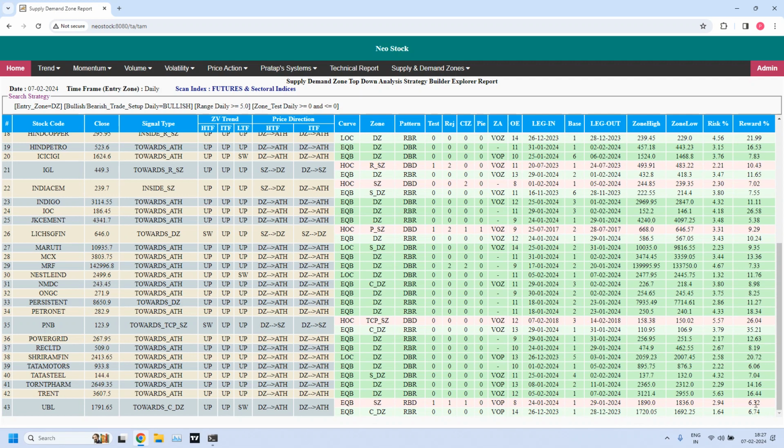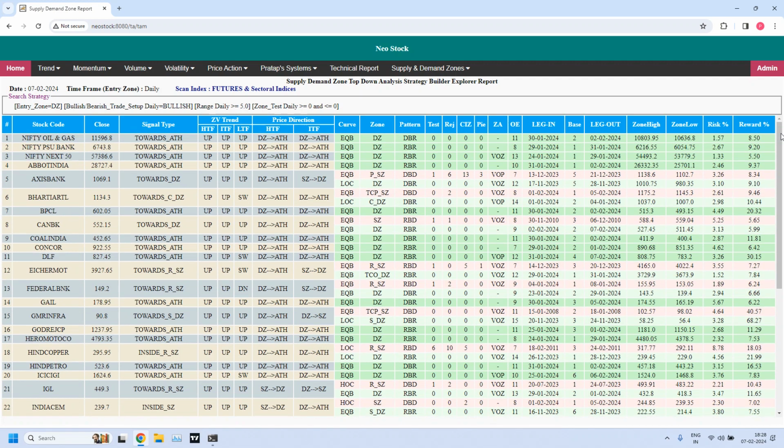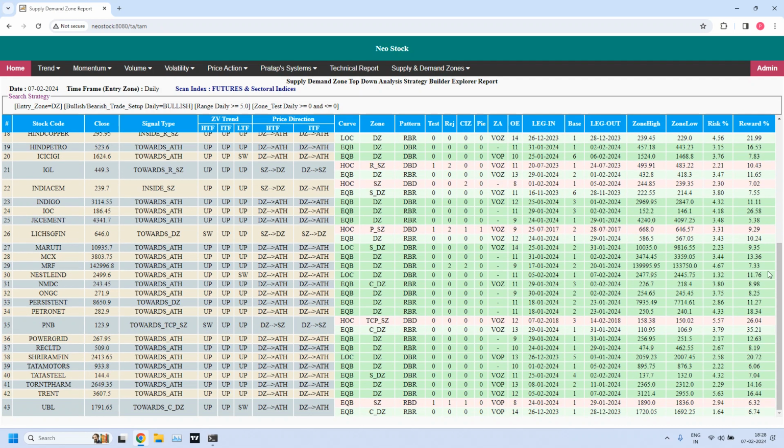See, some are having 6%, 16%, 20% because these are all-time high stocks. Here you see this PNB is having both demand and supply zones. A 35% difference is there between demand and supply zones. LIC Housing Finance, we have 10% reward. So this is the way this list is having a minimum of 5% and a maximum of whatever it could be, beyond 5%.